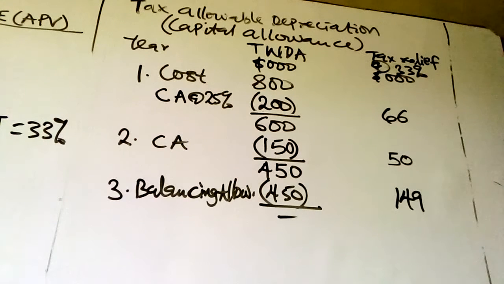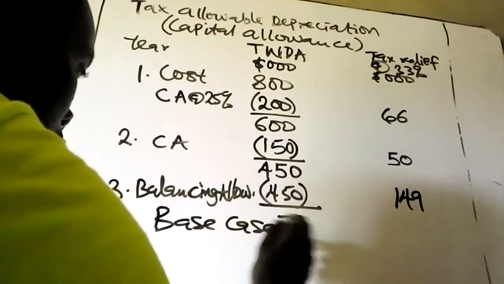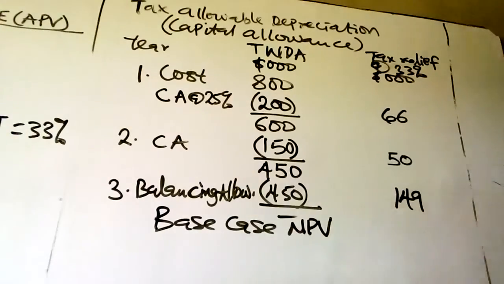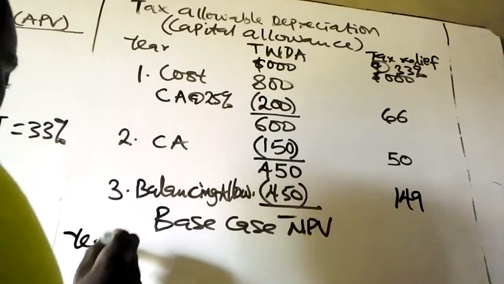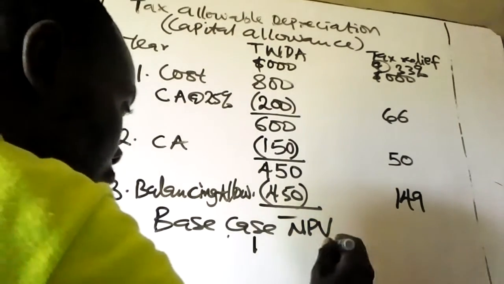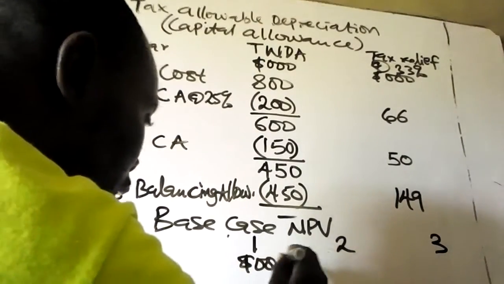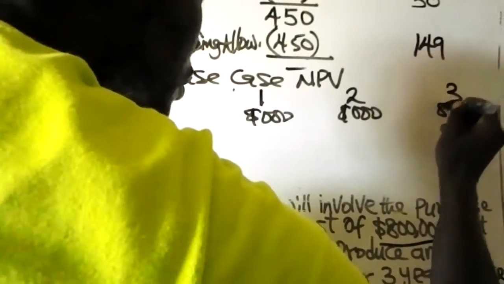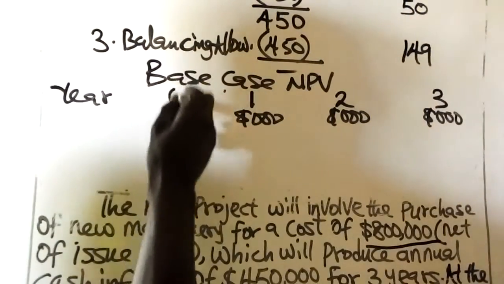Then two, you want to calculate the base case NPV. Remember, the project life is three years. So we have year one, year two, and year three, in dollars and thousands. Then year zero.